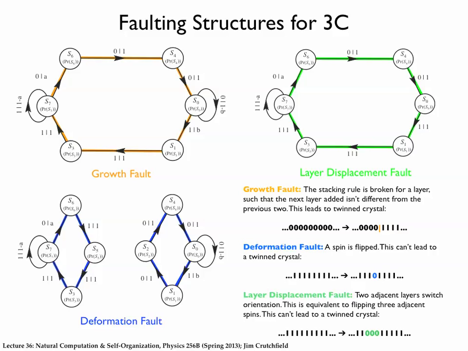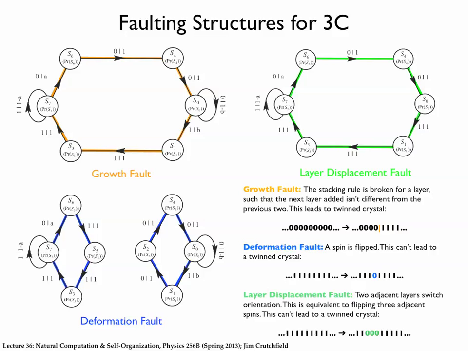So if we have a 3C structure, remember 3C lives over here or over here. A growth fault just means that I have a bunch of zeros that are going up. Remember that for the 3C structure, the rule was that the next layer was different from the previous two. Well, we break that rule and introduce a case where it's not. It's the same as the second preceding one. And that will induce a change in going from, let's say, 000 to 111. On an R equals 3 epsilon machine, it looks like this.